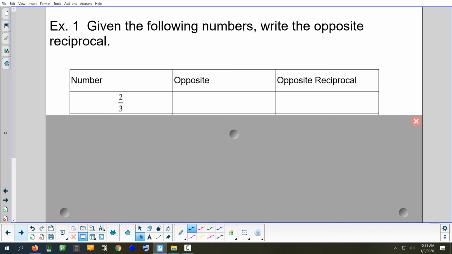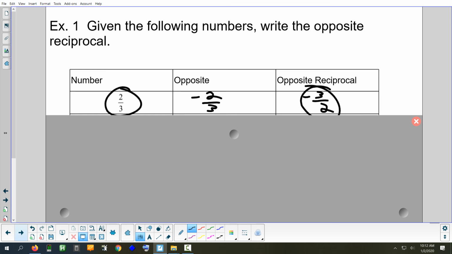So how about, Gianna, what's the opposite of 2/3? Careful, opposite is what? Reciprocal is when you flip it. We're going to do that in a minute. But for the first box, I just want the opposite of 2/3. Yes, negative 2/3. Now for the final box, I want the opposite and the reciprocal. So what would you put in the final box? Yep, negative 3/2.